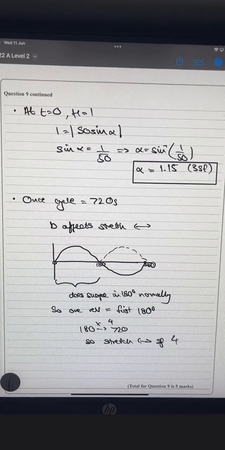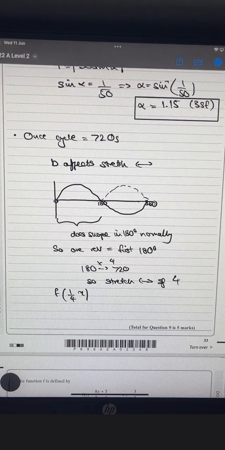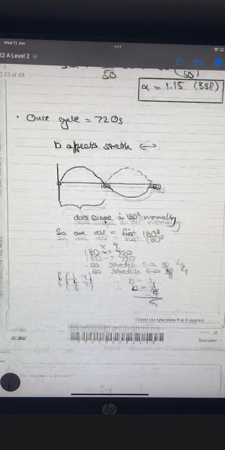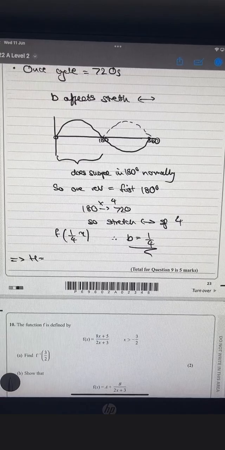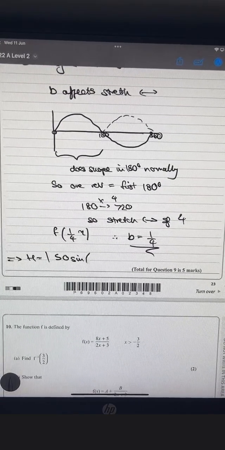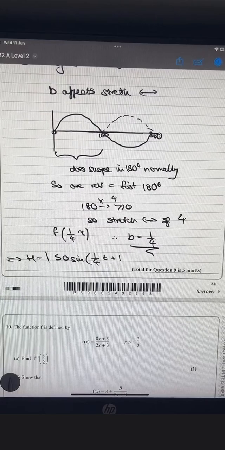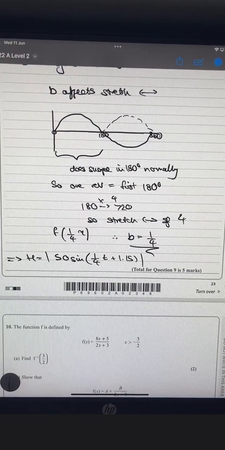Does that mean b is 4? No, b is not 4. Why? Because remember, if I want to stretch horizontally by 4, I need to stretch it by 1/4 x, because x is the opposite. Therefore, b is equal to 1/4. So now I just need to state my complete equation. So h is going to be equal to the modulus of 50 sine 1/4 t plus 1.15. And that is how you would do these types of questions.